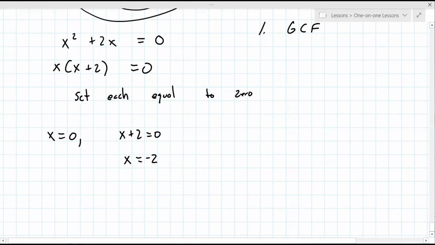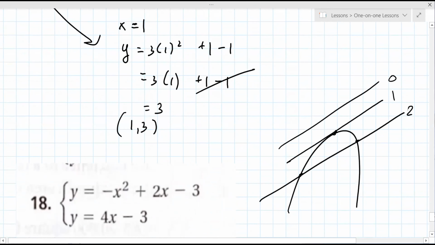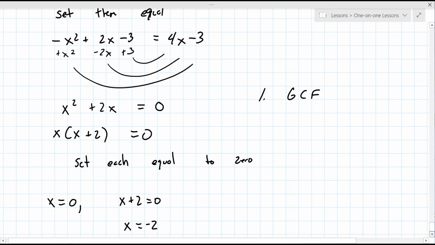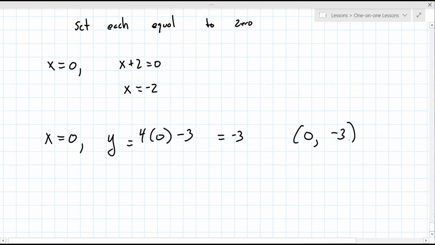These are only the x coordinates. You still need to find the y coordinates. That means we have a situation with two solutions, where it hits twice. That's why we got both of these as possibilities. So if x is 0, we have to find y. You can use either equation. I'm going to use the 4x minus 3 equation because it's simpler. That equals -3. So we have our first intersection at 0, -3.